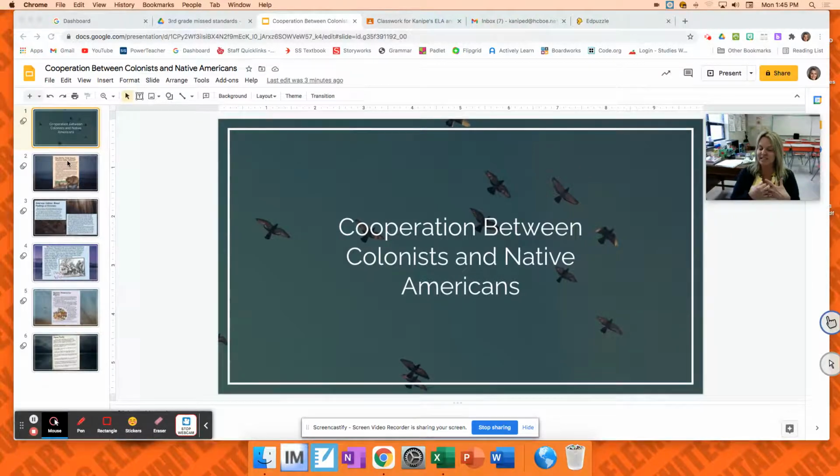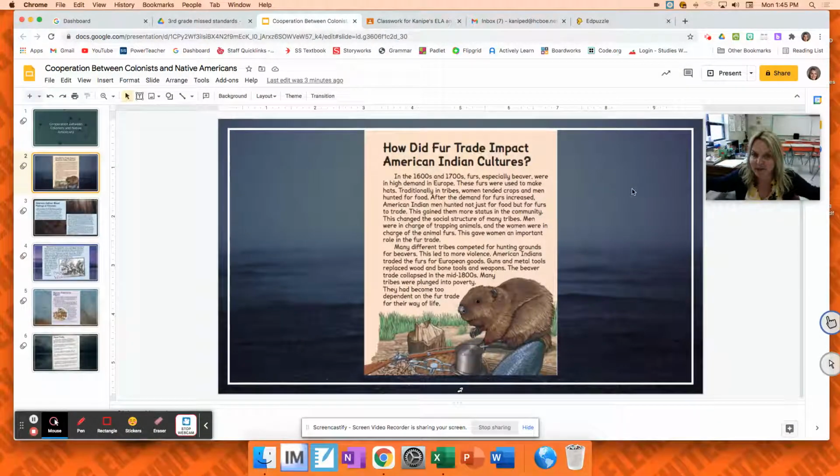Remember, this is a continuation of what you would have learned in third grade last year. So the first thing that we're going to learn about is how did the fur trade impact American Indian cultures? In the 1600s and 1700s, furs, especially beaver furs, were in high demand in Europe. These furs were used to make hats.